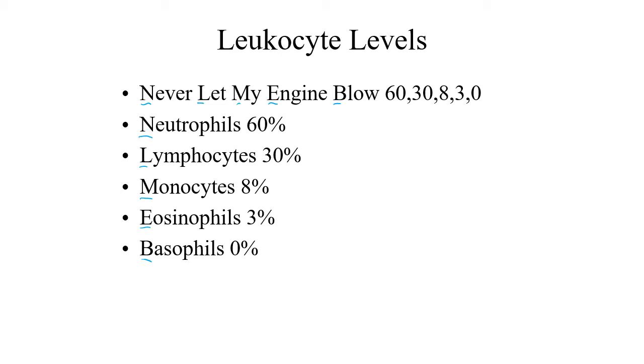And so we have a relative percentage of 60% neutrophils, 30% lymphocytes, 8% monocytes, 3% eosinophils, and obviously we can't really have only 0% of our basophils, but this gets us a good picture. Every lab is going to be a little bit different, but it gives us a general idea for where those numbers should be.